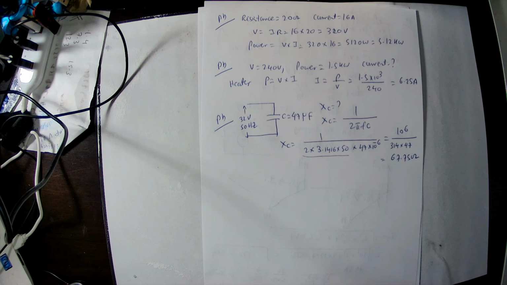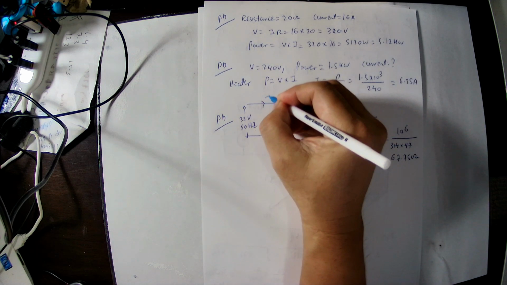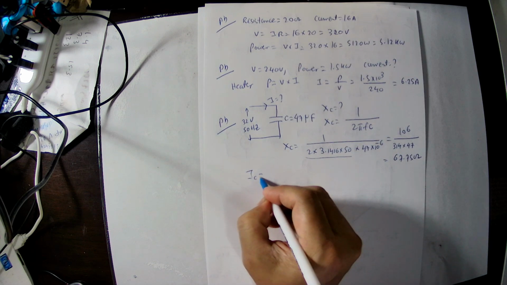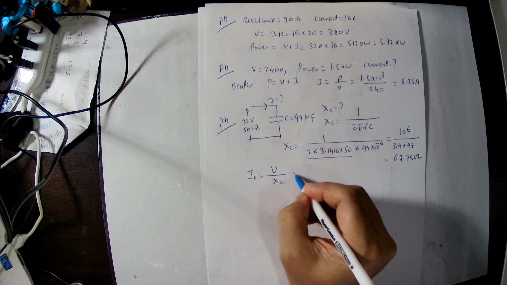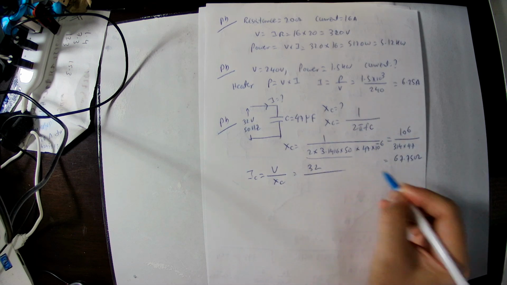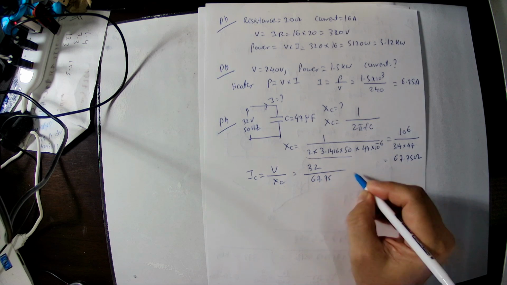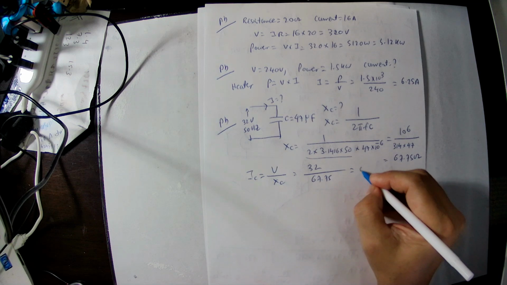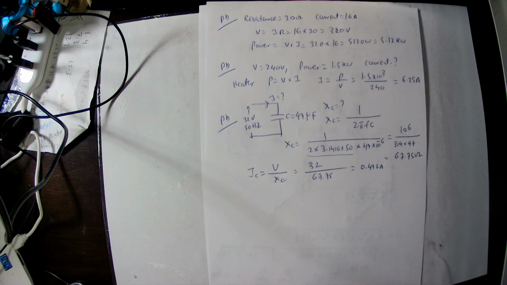In this case, you can also find the current. How much current is taken from the supply? IC needs to be calculated: voltage divided by XC. The voltage is 32 volt, XC is 67.75. So 32 divided by 67.75 gives 0.472 ampere. So this is the way we calculate the capacitive reactance, and also the current drawn from the supply.